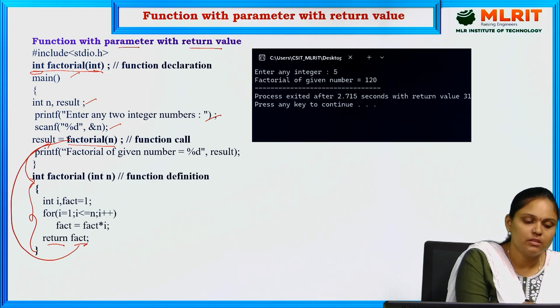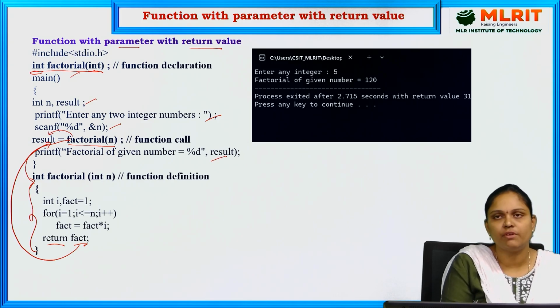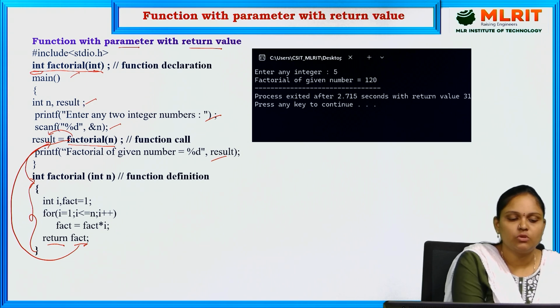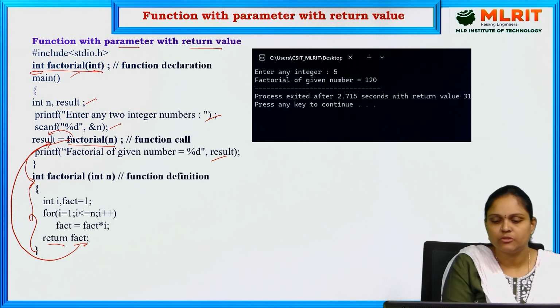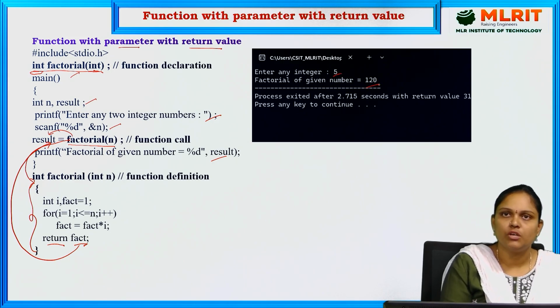So that value will be assigned to the result variable, and by using this printf statement we are printing "factorial of given number is equal to" that particular result, whatever value is assigned. Coming to the test cases, we are giving the input as 5 and we are getting the factorial of the given number as 120. Thank you.